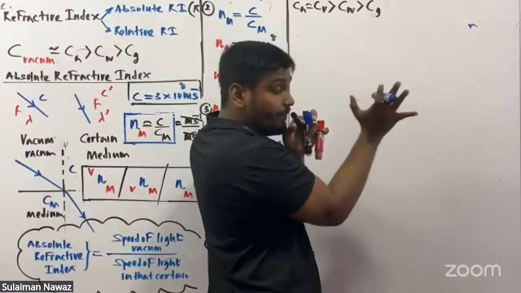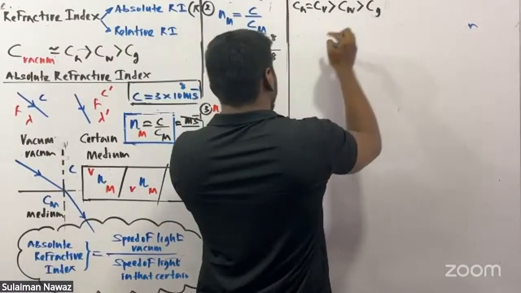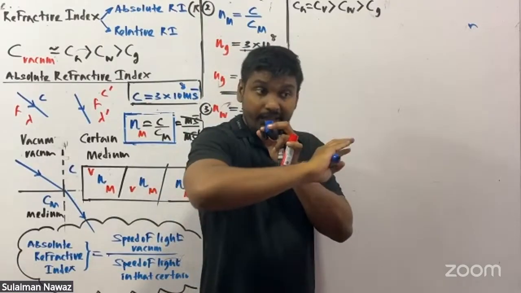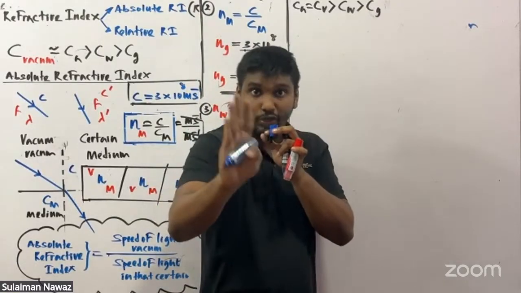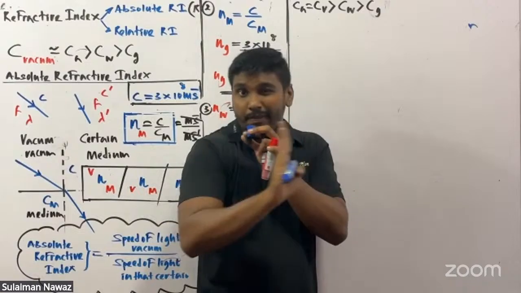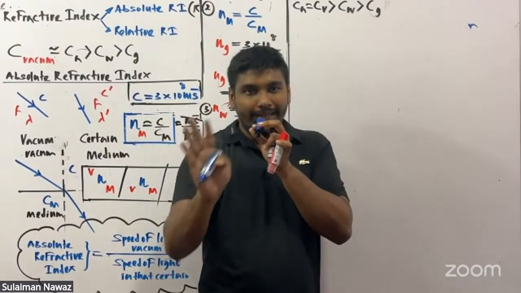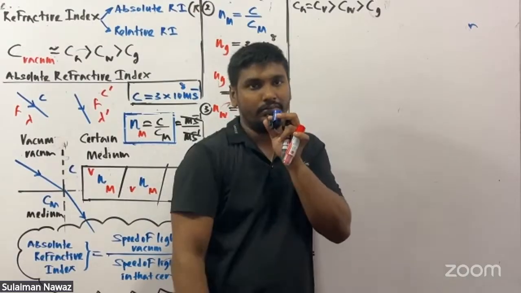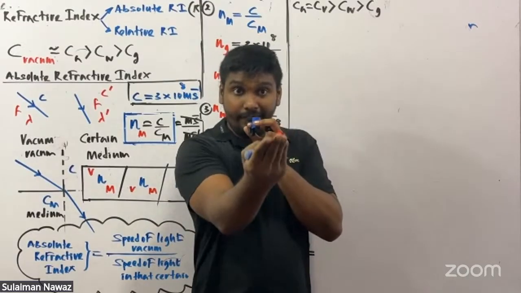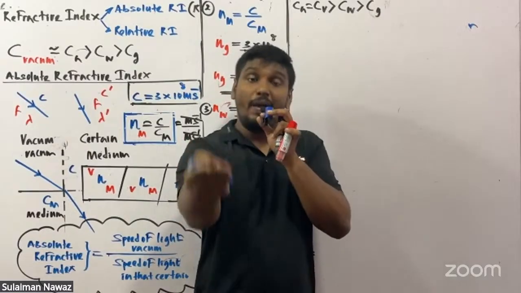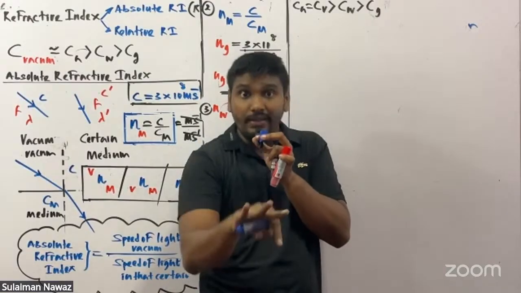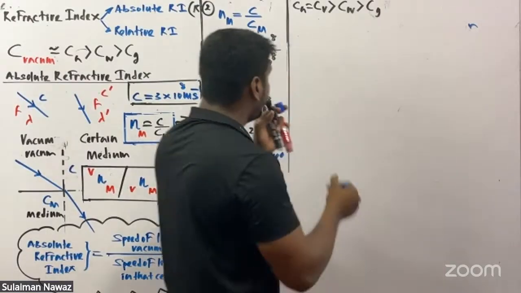Absolute refractive index is minimum in air. That is 1. Other values are more than 1. Remember, the first thing is any medium that you see in the questions, their refractive index must be more than 1. It's impossible to have a medium having refractive index less than 1. Even the vacuum is having refractive index 1. How is it possible to have a medium having refractive index less than 1? Keep that in your mind.